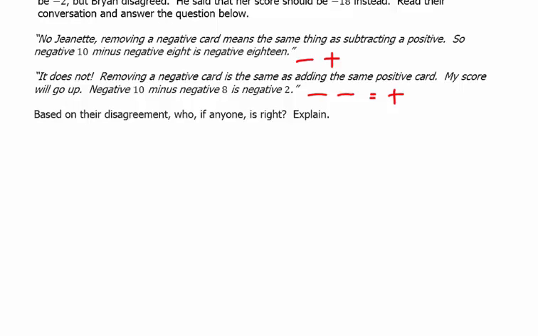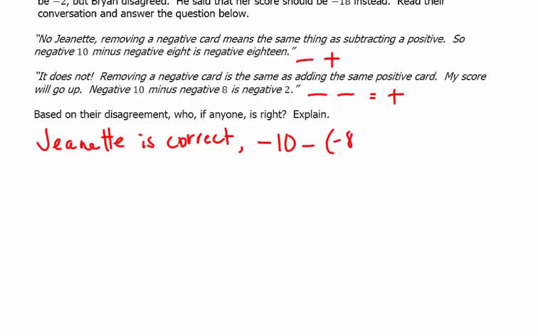So we notice subtracting a positive is same as taking away. And Jeanette says that subtracting a negative is the same as positive. So if we take a negative 8 away from her hand, it should make the score go up. So based on this, Jeanette is correct. Negative 10, that was her score. We took away the negative 8 card, so minus negative 8. If I rewrite the addition, it's negative 10 plus 8, which is negative 2.